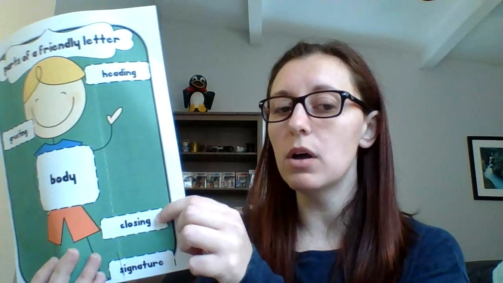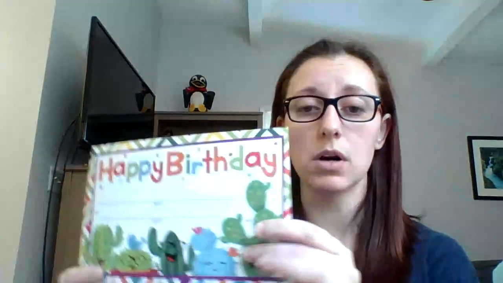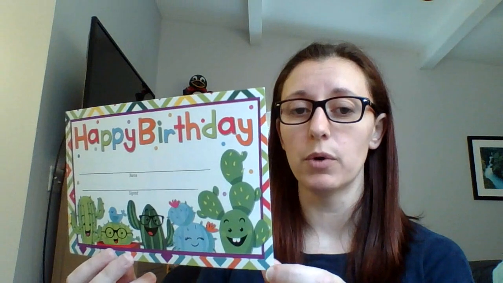Then we have the closing. That's where you're going to end your letter. And you might write sincerely or from or love your friend. And the last part is your signature, which is your name. And when we write letters, we have to think of different items that we need with us. So the first thing is if we're writing a postcard, and you guys have seen this postcard before, this is the birthday postcard that I give you when you have a birthday in the classroom.